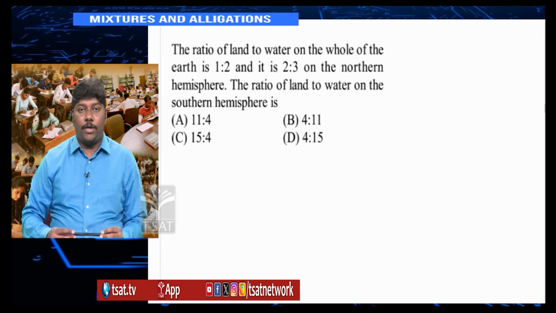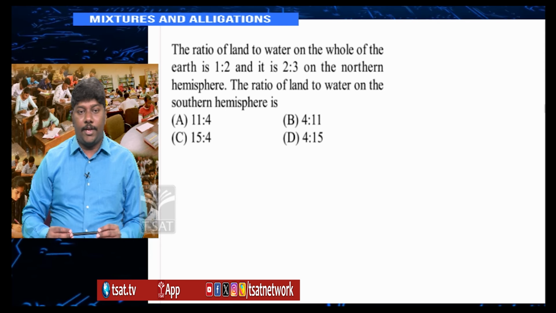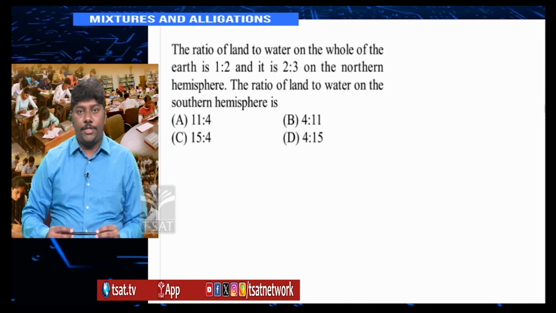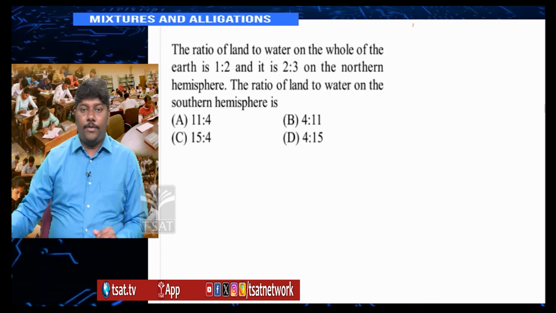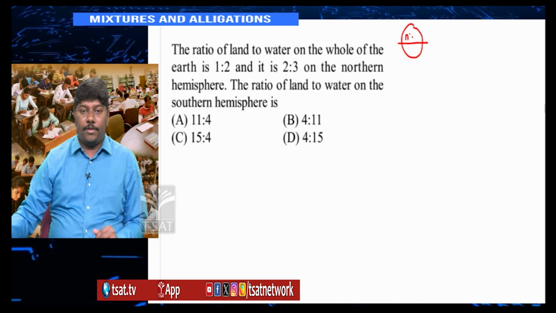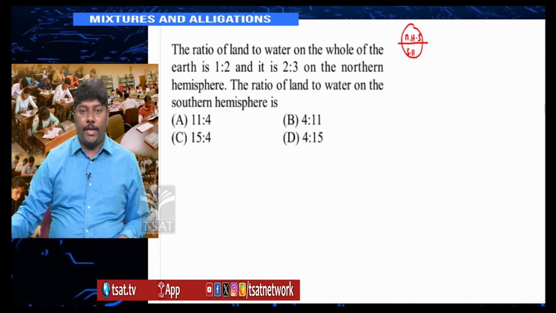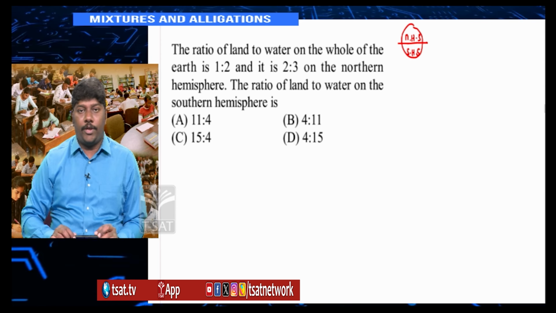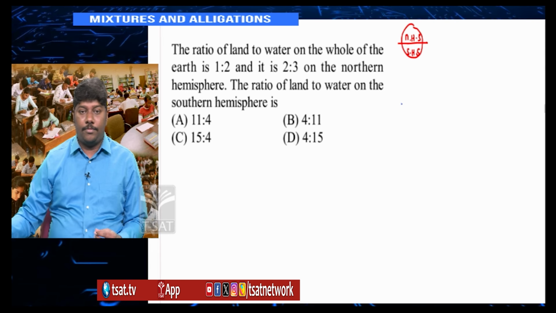The ratio of land and water on the whole earth is 1:2, and it is 2:3 on the northern hemisphere, and the ratio of land and water on the southern hemisphere. So here, instead of telling mixture, he is giving you the whole of earth, the northern hemisphere and the southern hemisphere. If you look at the whole earth, area wise, the northern hemisphere, NHS I will write, and the southern hemisphere occupy equal areas. Therefore, you are actually mixing them in 1:1 ratio. So I will take it as 1:1 ratio.